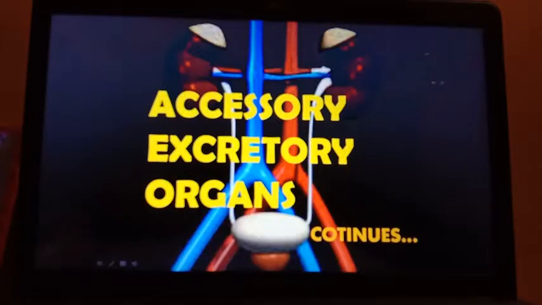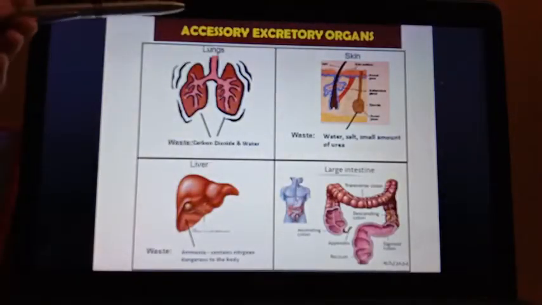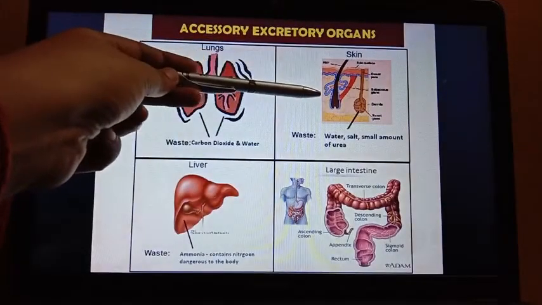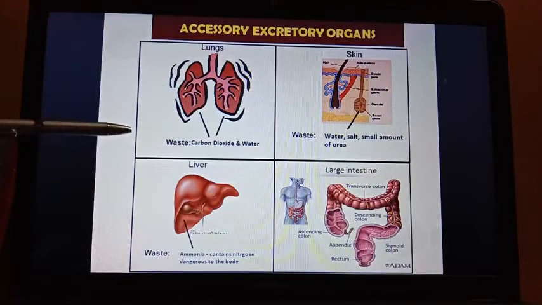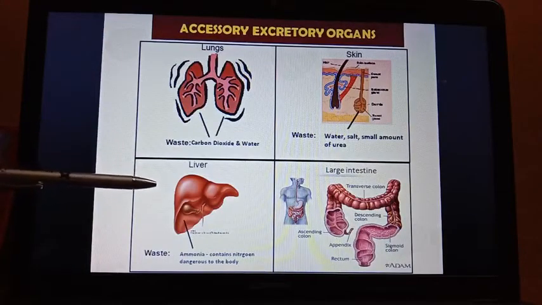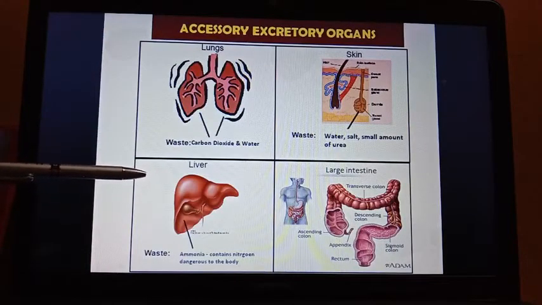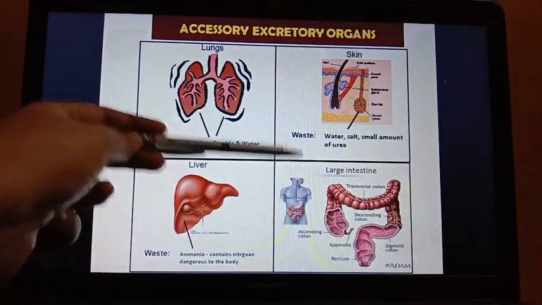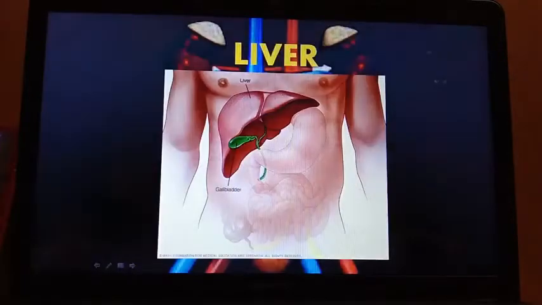Hello students, in our previous biology session, we had already talked about two of our accessory excretory organs, that are lungs and skin. Today in our biology session, we are going to discuss another two accessory excretory organs, liver and large intestine. So first we will talk about liver.